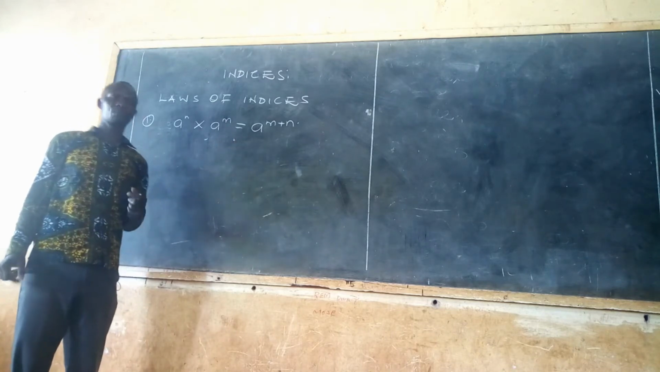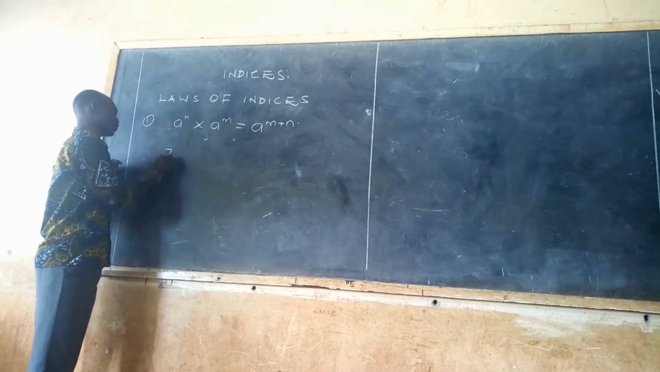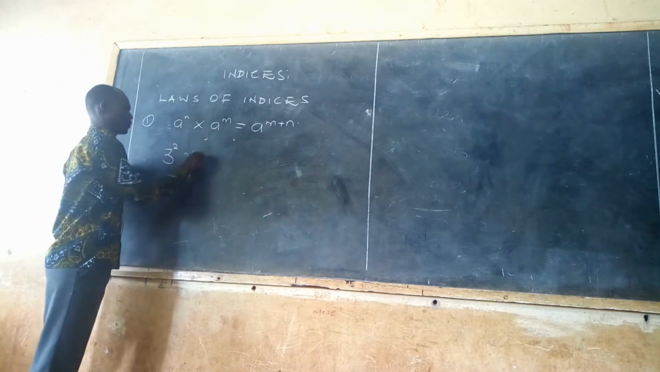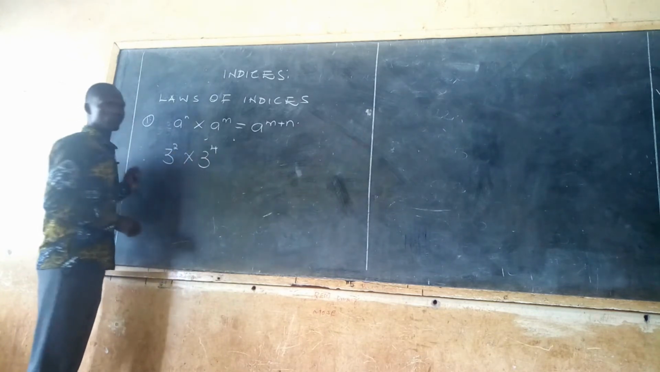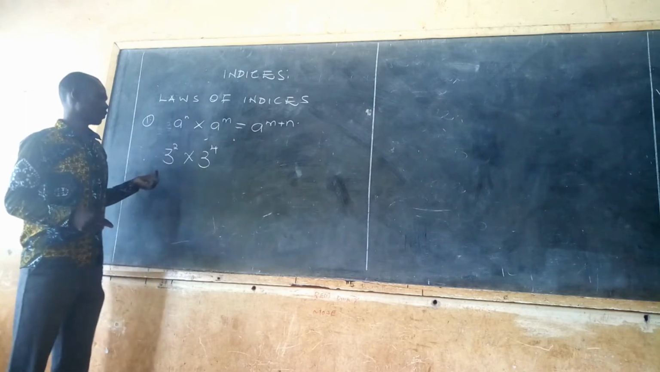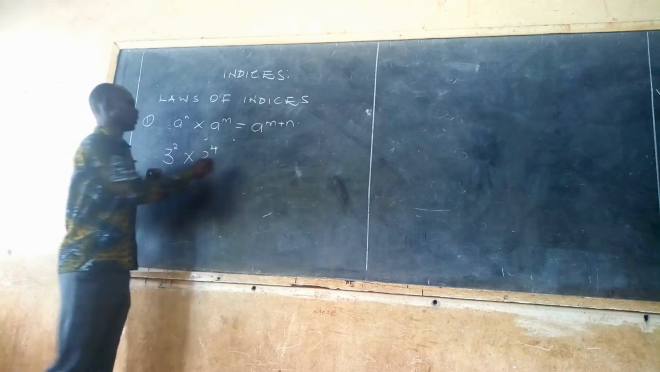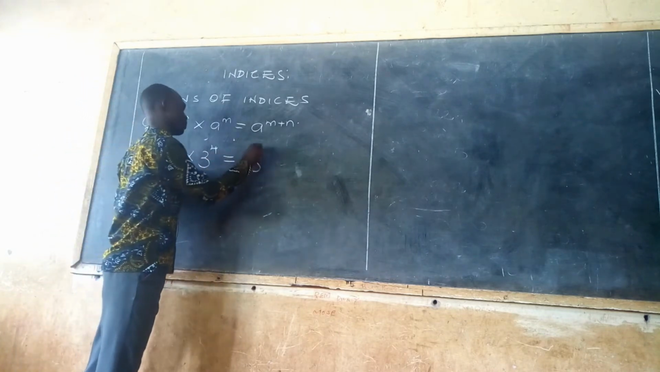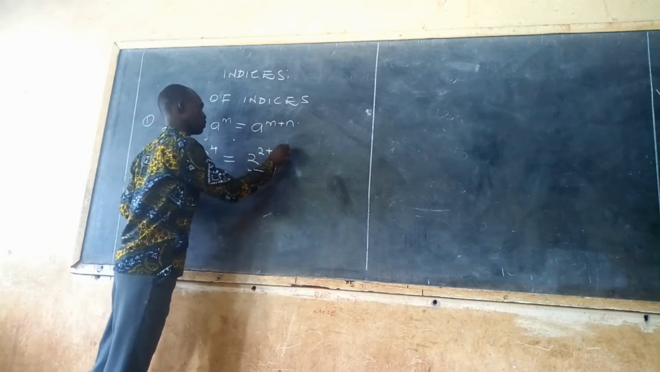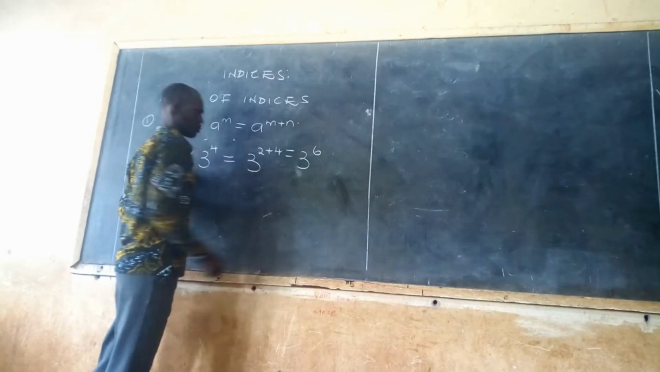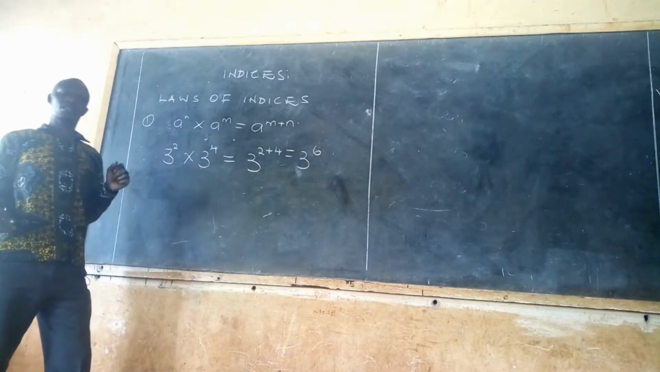I'm going to give an example. If I gave you 3 squared times 3 to the power 4, according to this law, you can already see that the bases are the same. So all you need to do is to say 3 to the power 2 plus 4, which equals 3 to the power 6. And it is very easy to demonstrate that.